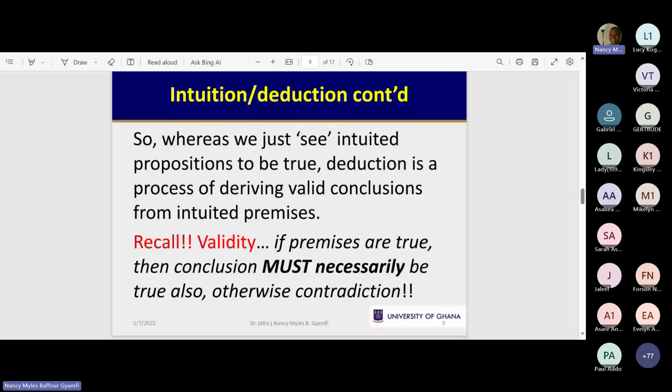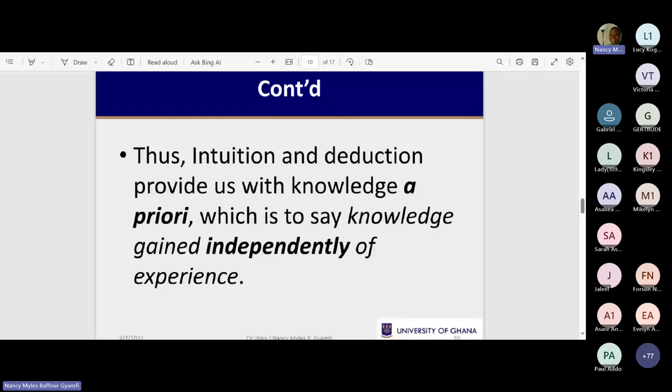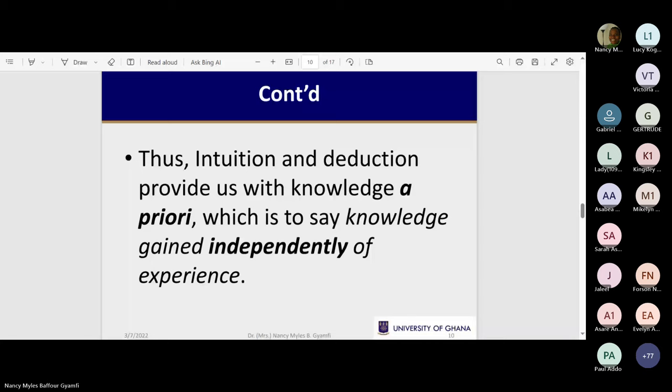Judah, maybe you read this also so that you can pause. Okay, madam. "Thus, intuition and deduction provide us with knowledge a priori." Very good. Which is to say, knowledge gained independently of experience. This is what I've been saying all this while with my long talk. Intuition and deduction give us a priori knowledge: knowledge gained prior to experience, independently of experience, apart from experience. Experience means the senses.